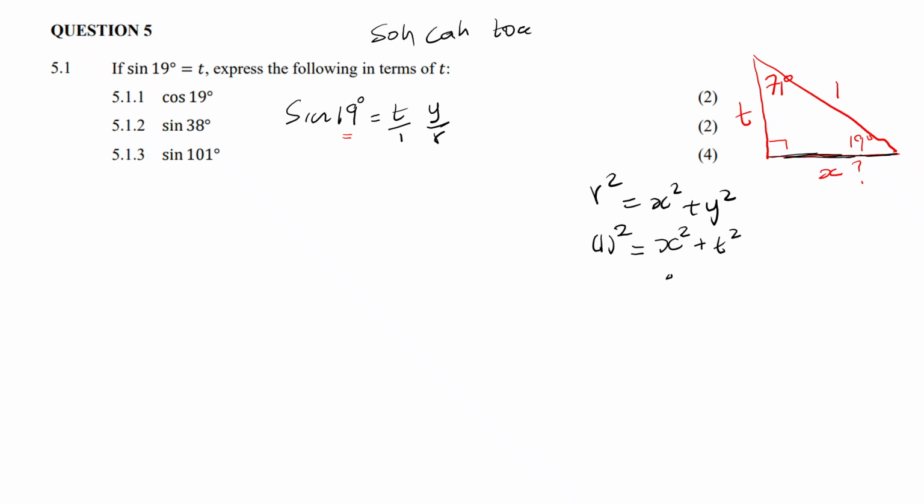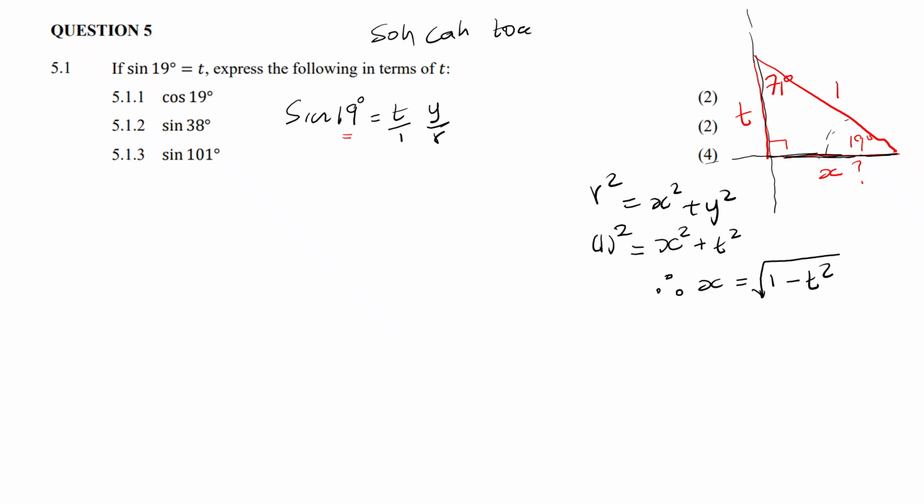So now let's make x subject of the formula. x is just the root of 1 minus t squared, but we need to square both sides, right? So this will be plus or minus, guys, but when you look at this Cartesian plane, this is in quadrant 1. 19 degrees, it's in quadrant 1. If this is my Cartesian plane, this angle here is in quadrant 1, so x is positive. So I'm just going to leave it as positive.